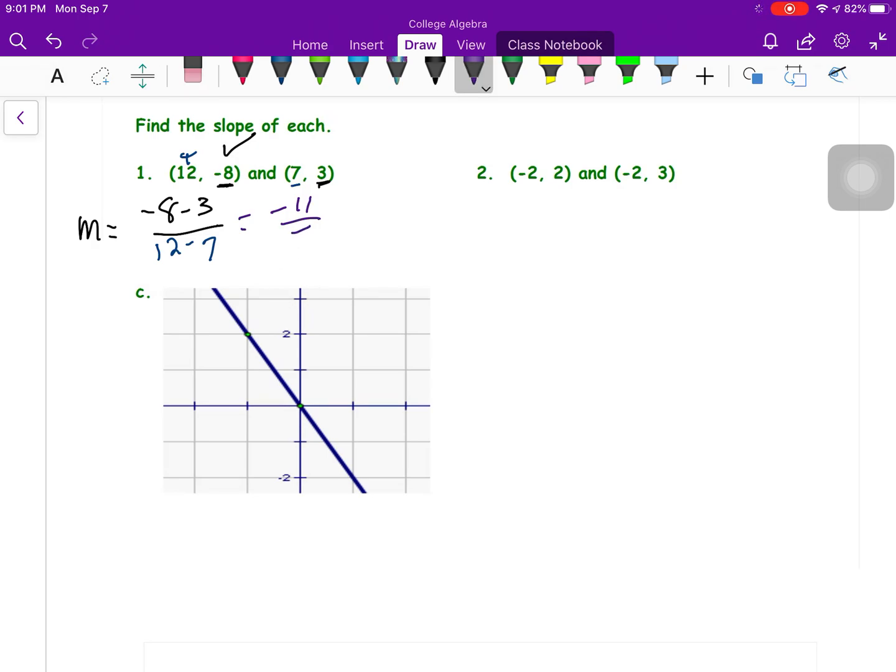And it is rise over run. So I leave this as an improper fraction because it is not rise and run. It is rise over run.